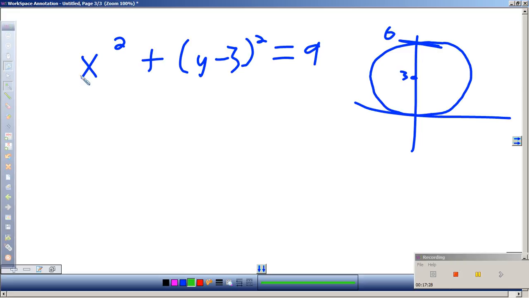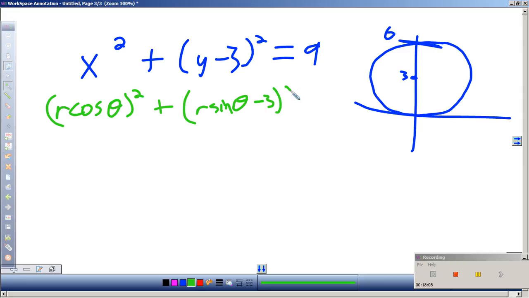What is x in polar form? What is it? R. What is x in polar form? So we can say this is r cosine theta squared plus r sine theta minus 3 squared equals 9. Is that all you need to do?